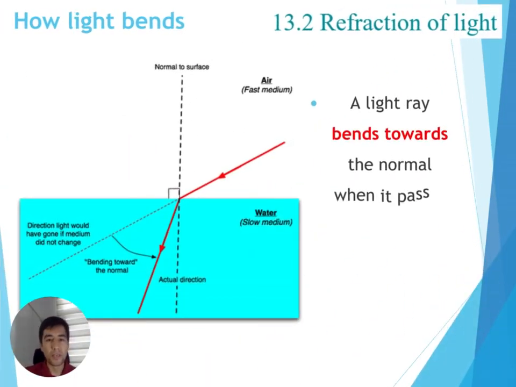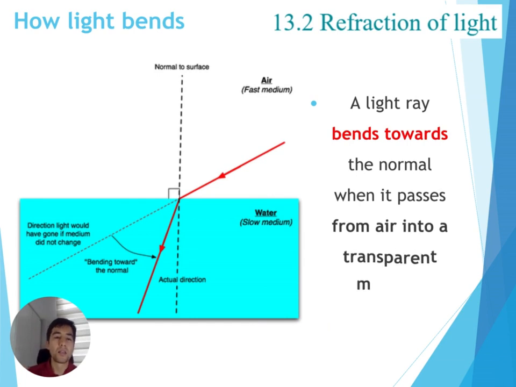Here, the first case is when a light ray comes from air into another transparent medium. In this case, as you can see clearly from this drawing, the ray of light bends away from its original direction. Okay, I hope this is clear. So the light ray bends towards the normal when entering from air into a transparent material.